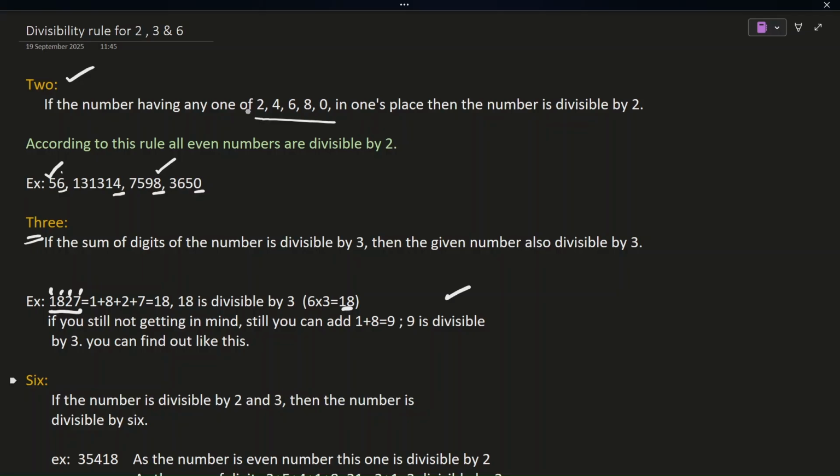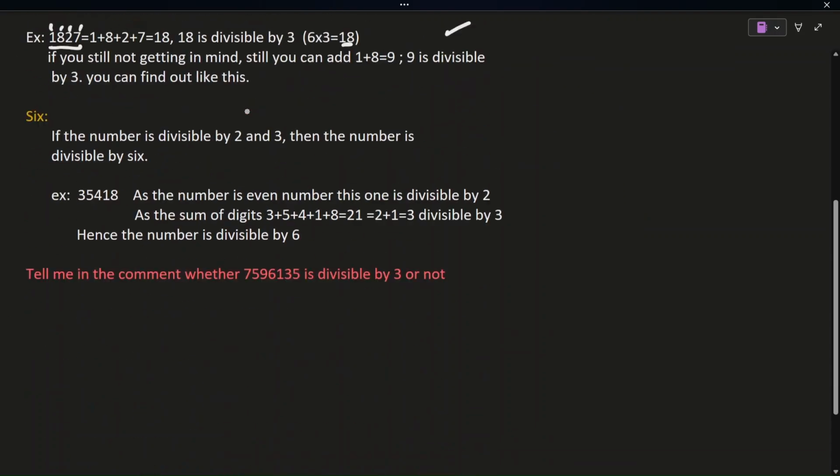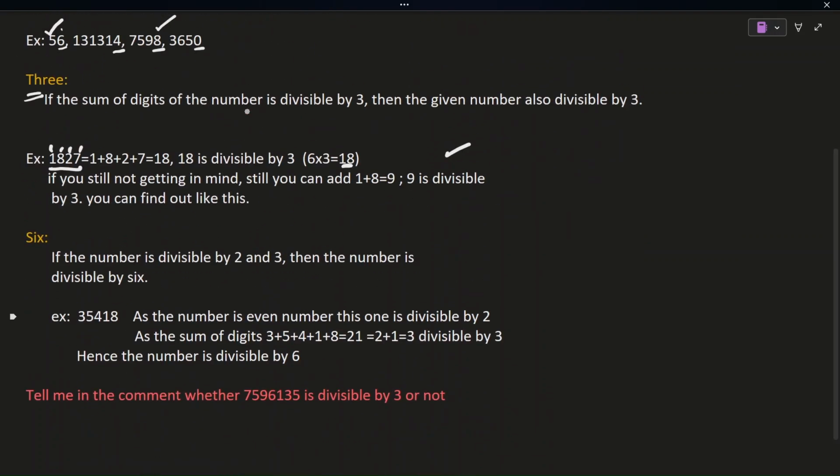What is the divisibility rule for 6? If the number is divisible by 2 and 3 together, then the number is divisible by 6 also. Example: 35,418. Let us take this one as an example. As the number is an even number, see, in ones place there is 8. 8 means that it is an even number, and it is obviously divisible by 2.